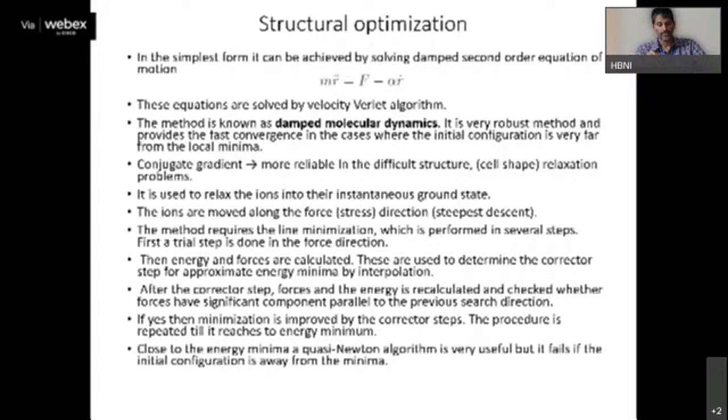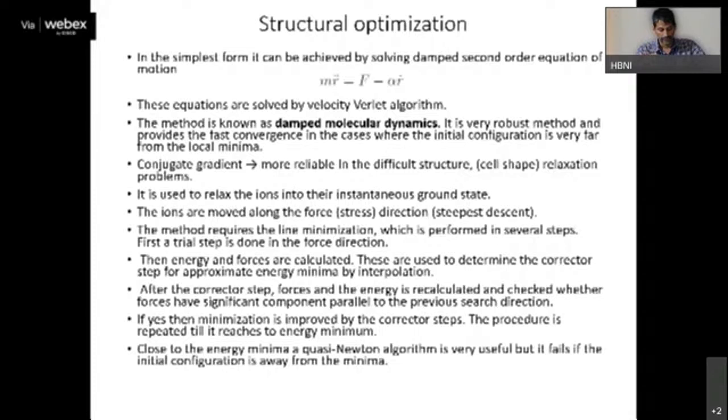This is used to relax the ions into their instantaneous ground states. The ions are moved along the force direction, and this method requires line minimization, which is performed in several steps. First, a trial step is done in the force direction. Then energy and force are calculated. These are used to determine a corrector step for the approximate energy minimum by interpolation. After the corrector step, one again calculates the force and energy and checks whether the force has a significant component parallel to the previous search direction, and this process is repeated until you get the energy minimum.